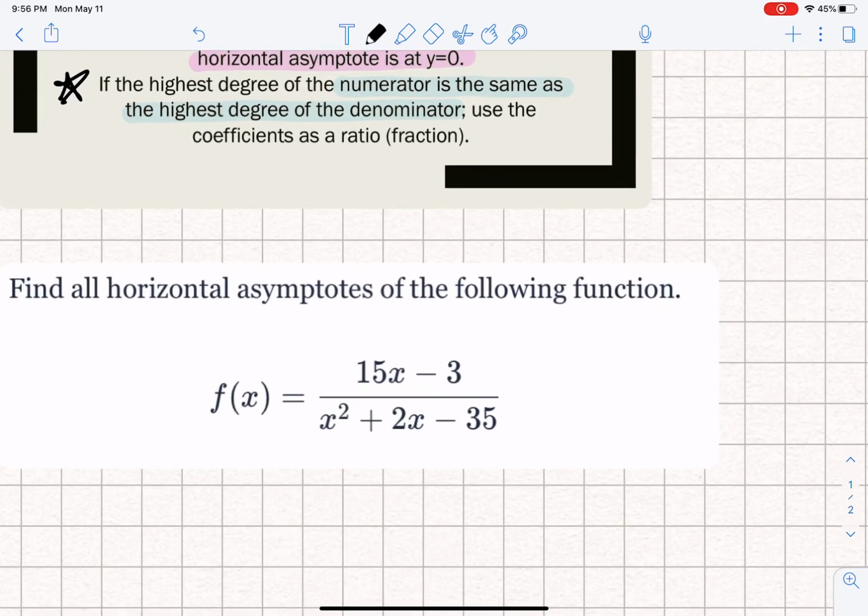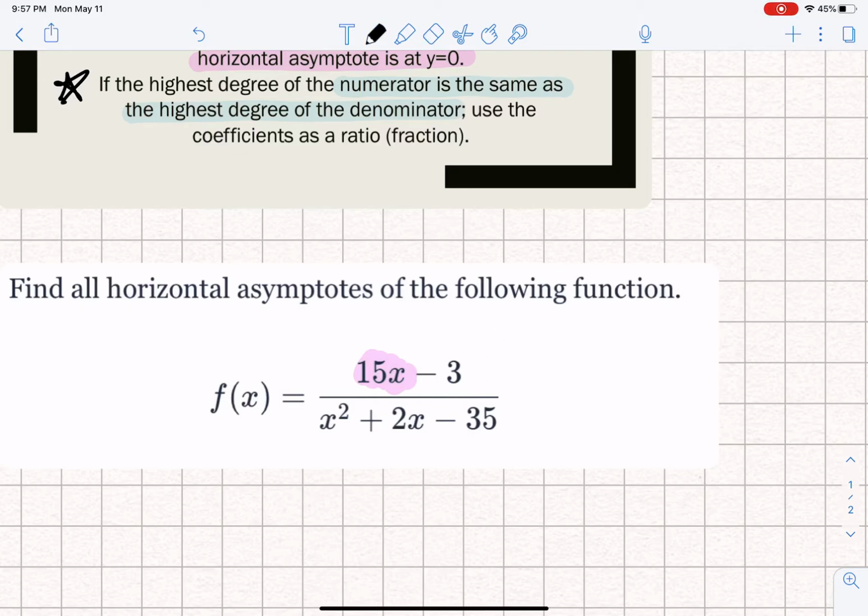this guy, there's really nothing that's going to cancel out. So what I'm going to look at is the highest degree in the numerator. Well, which one's the highest? Well, this one's the highest, okay? Because this over here is technically an x to the 0. This is x to the first power. 1 is greater than 0. So this is the one I'm looking at.